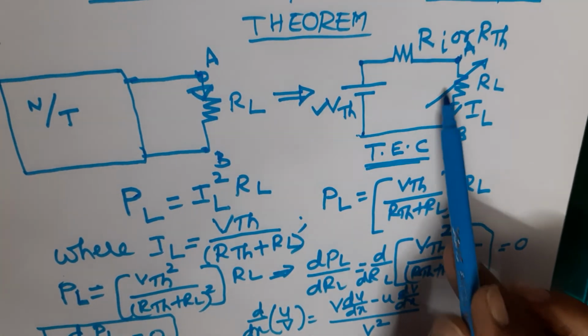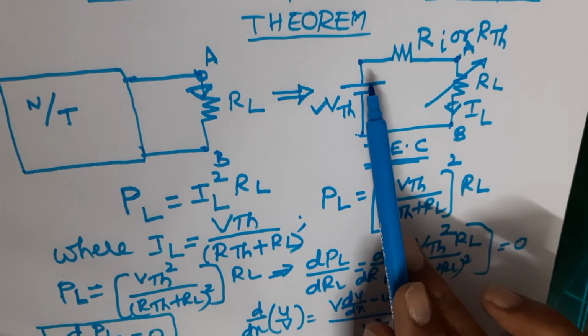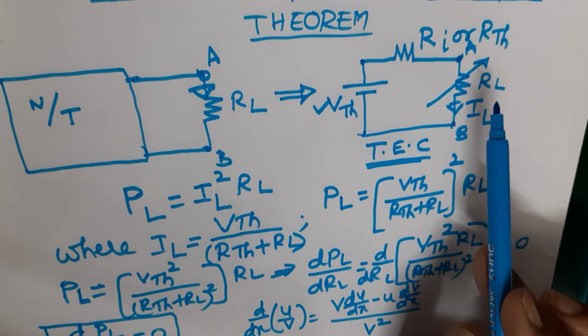This theorem is very important for electronic circuits in order to get impedance matching. We have to match the output impedance with reference to the internal resistance of the network in order to get the maximum power. Thank you.